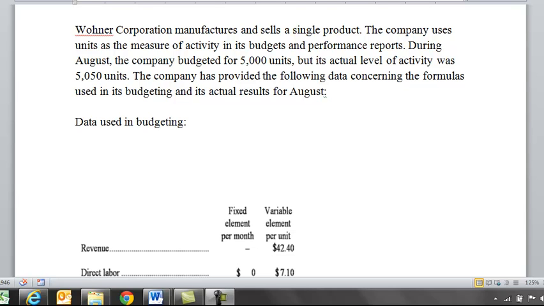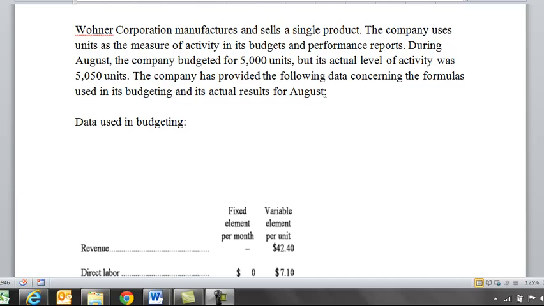This video will walk you through some typical calculations that you would see in Chapter 9. Corporation manufactures and sells a single product. The company uses units as the measure of activity in budgets and performance reports. During August, the company budgeted for 5,000 units, but its actual level of activity was 5,050 units. The company has provided the following data concerning the formulas used in its budgeting and its actual results for August.